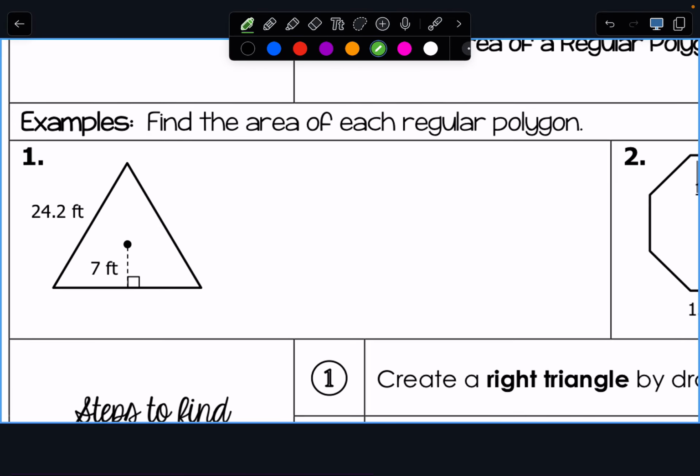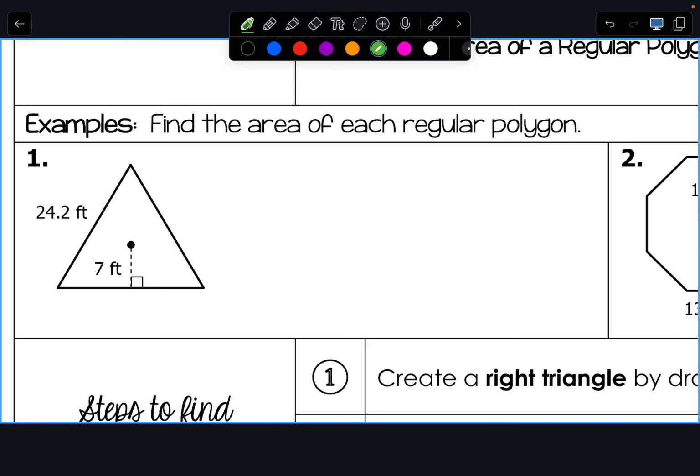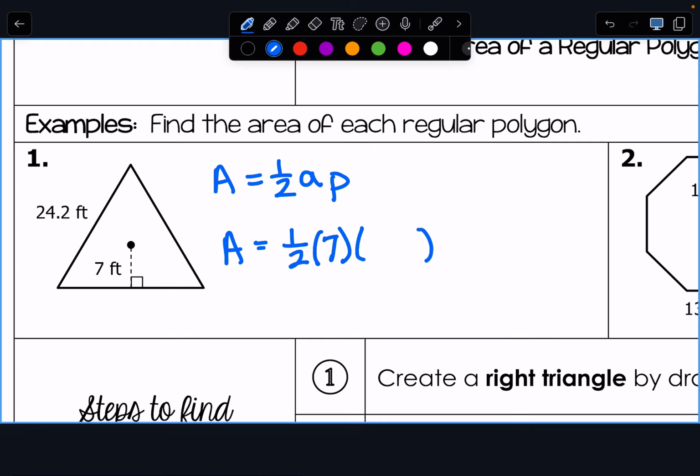So look at number 1. We have a regular triangle, okay? We know that the area is 1/2 apothem times perimeter. What is the apothem? 7. Okay? If one side is 24.2, how do we find the perimeter? Multiply it by 3 since we have a triangle. 72.6?